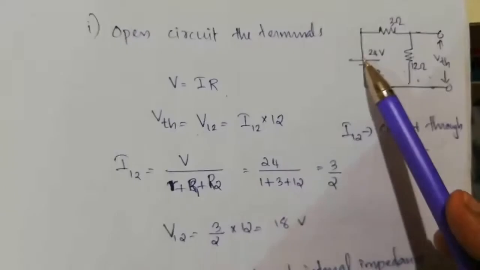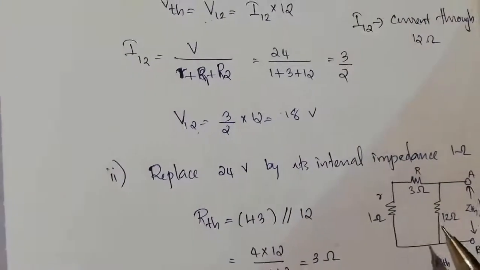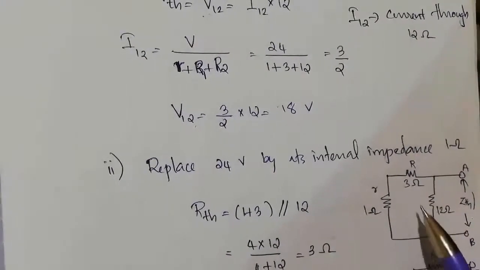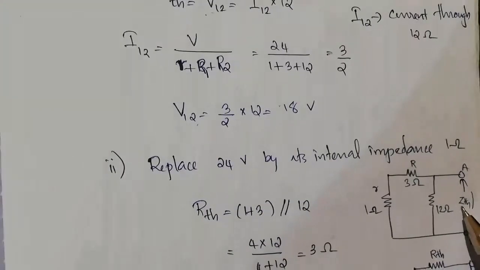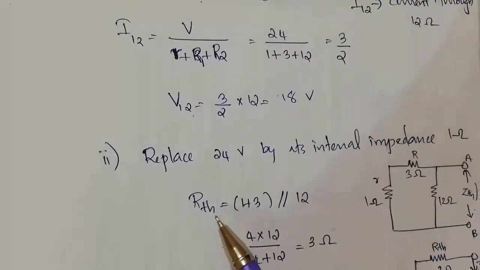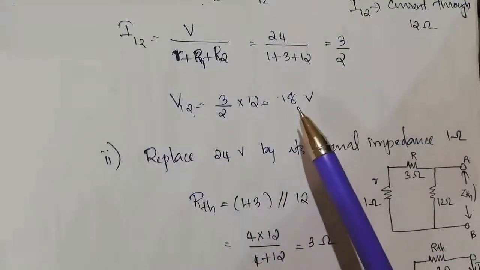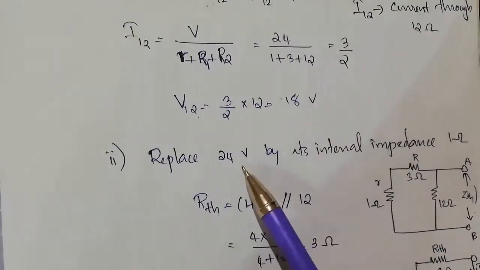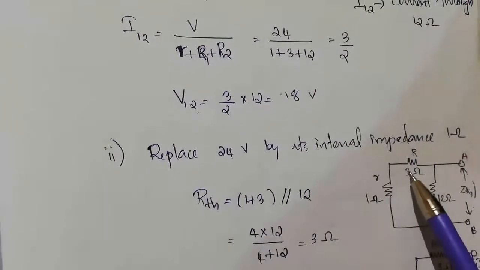Now our aim is to replace the voltage source with its internal resistance 1 ohm, so the equivalent circuit is 1 ohm, 3 ohm, 12 ohm, and here the open terminals. We have to find out ZTH across these terminals. That is ZTH or RTH, both are the same. Here in this figure we are representing using resistances, so RTH. That is 1 plus 3 parallel 12.